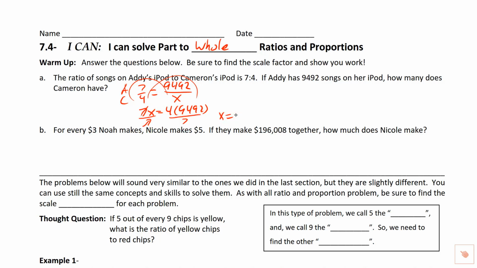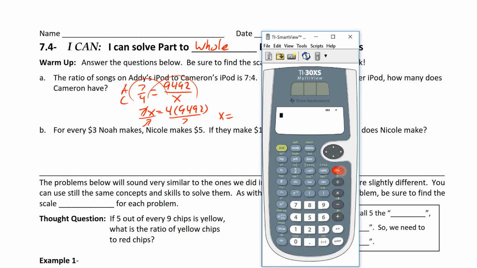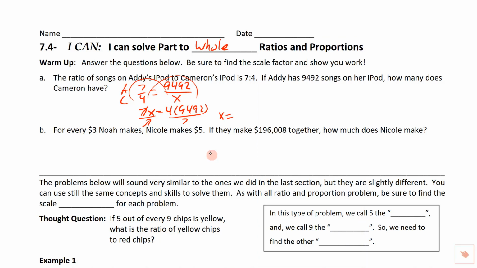Okay, so we get x equals, and I'm going to grab the calculator and pull that up. I'm going to do this entire numerator in parentheses, always a good idea. So we're going to do 4 times 9,492, and then divide that entire thing by 7, and let's see what we get here. We get 5,424. So that's the number that goes right here. So Cam has 5,424 songs. So we'll go ahead and circle that.